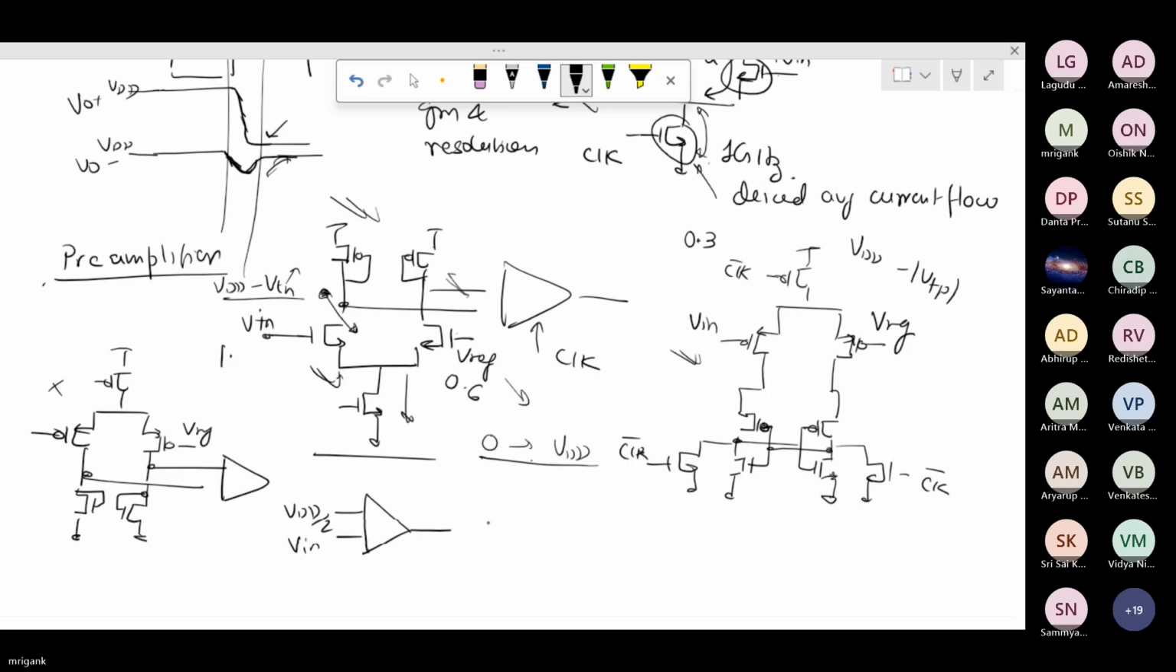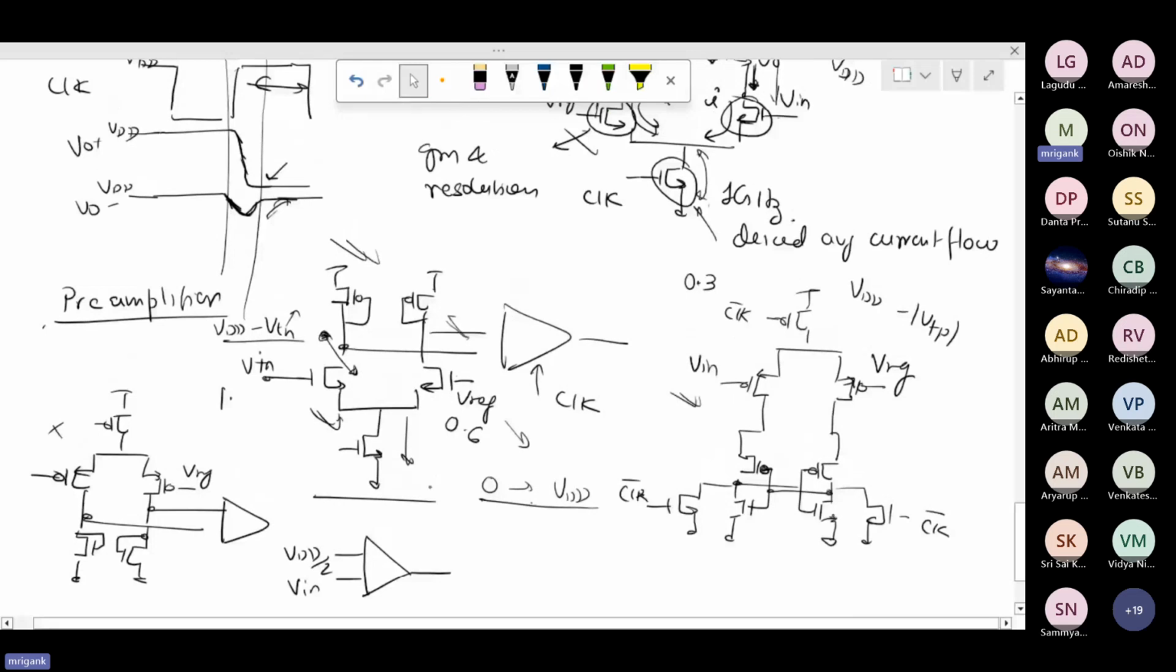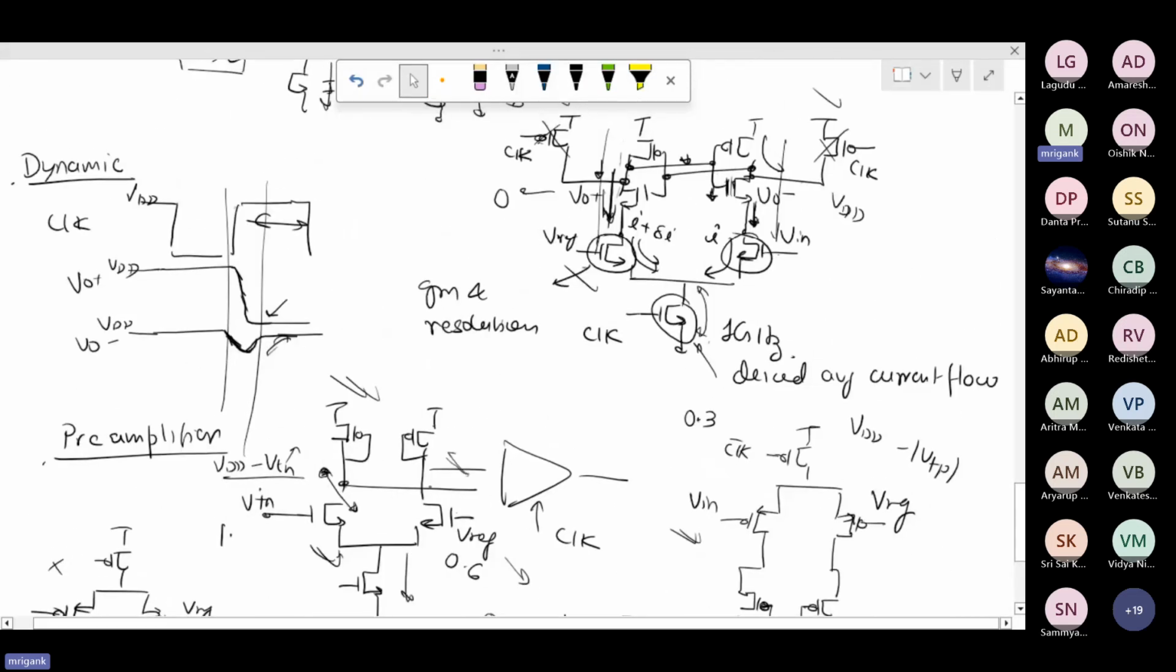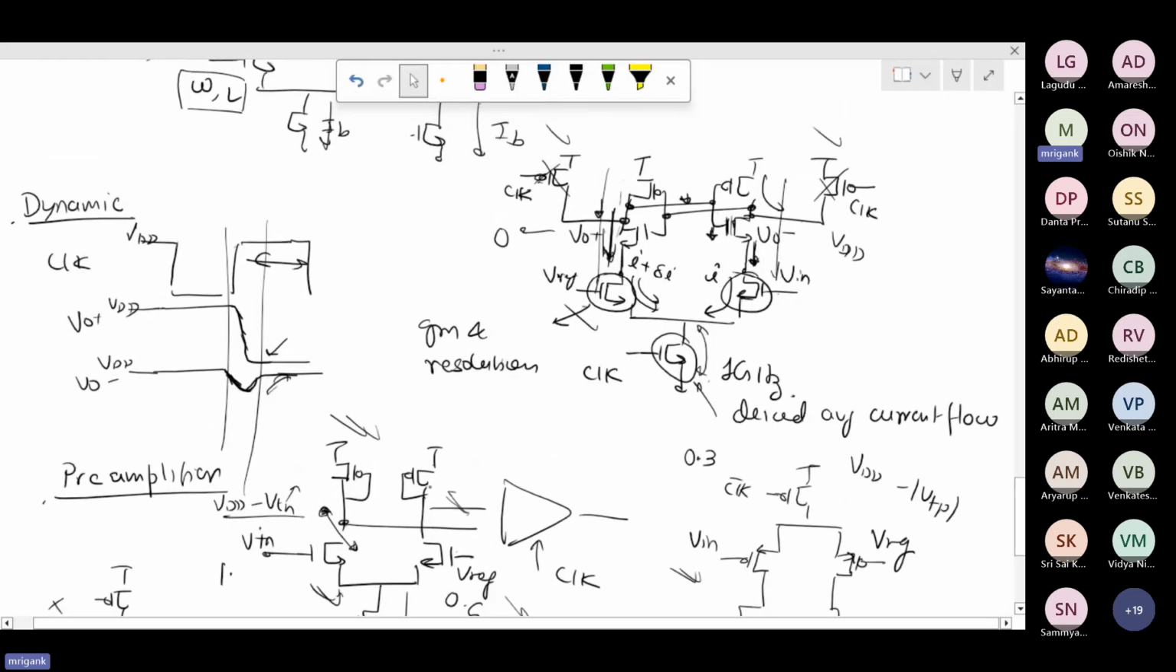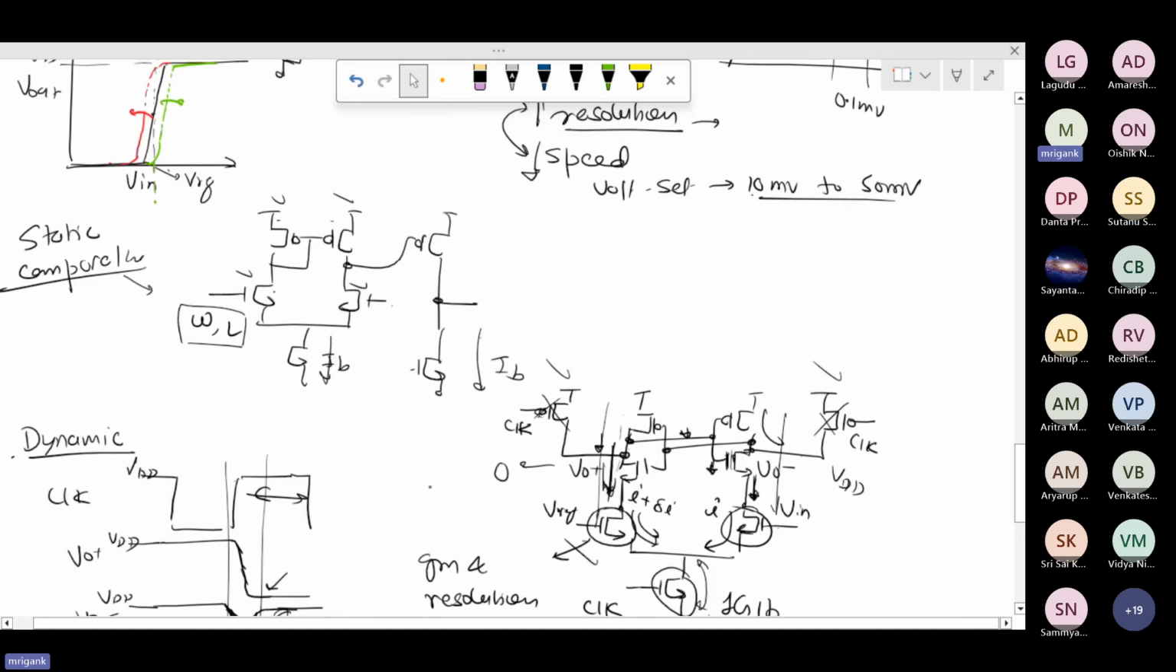So in order to get the full range, we can have a combination of these two stages, and then based on the VDD by 2 comparator, we can decide which part to use. So in many applications, especially ADCs, you will make use of this kind of comparator. Apart from ADCs, there are several other applications where comparators are used. In power management circuits also comparators are used. So both the static comparator as well as the dynamic comparator, you should be aware of. And these are simple circuits.